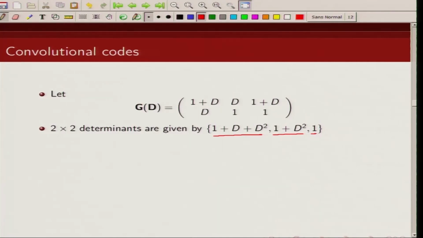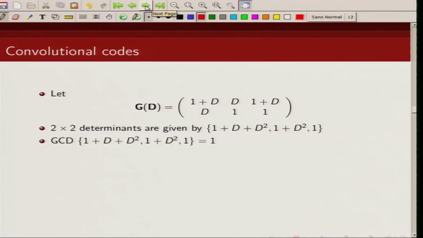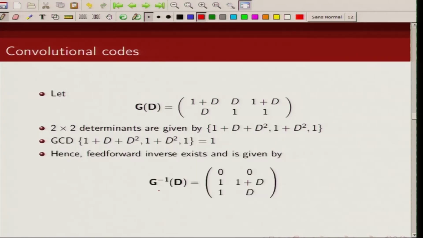Now, we need to check what is the greatest common divisor among them, and in this case the greatest common divisor is again 1. So, the determinants of these 2 cross 2 submatrices do not have any term common among them. So, in this case also a feed forward inverse exists, and this is given by this. And again we can check that G(D) inverse will be some delay elements D to the power L, where L is greater than or equal to 0. It will be something like this.